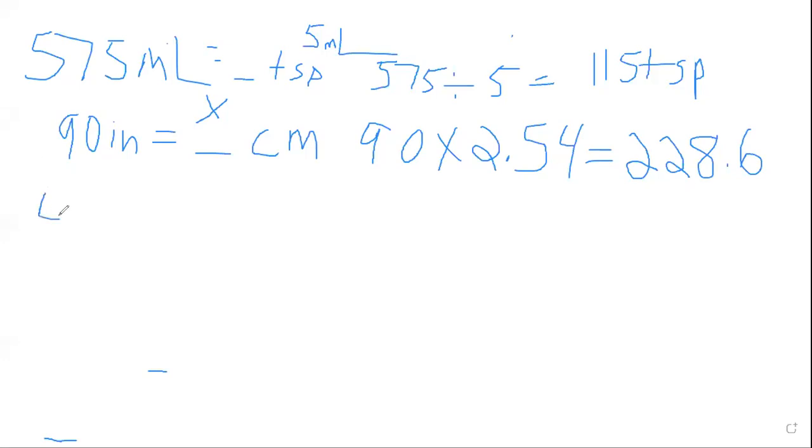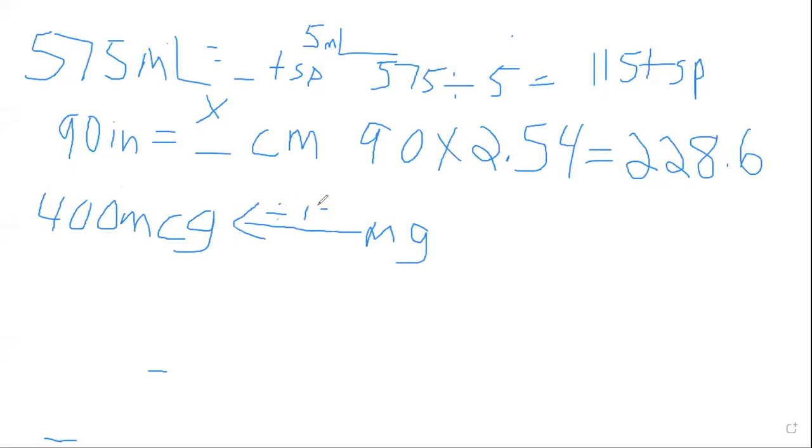Okay, the next one we're doing is micrograms to milligrams, and remember, milligrams is to the left of the micrograms, so we have to divide by 1,000, or we have to move that decimal. 1, 2, 3. So we should have 0.4 milligrams. And I'm just going to do the math real quick.